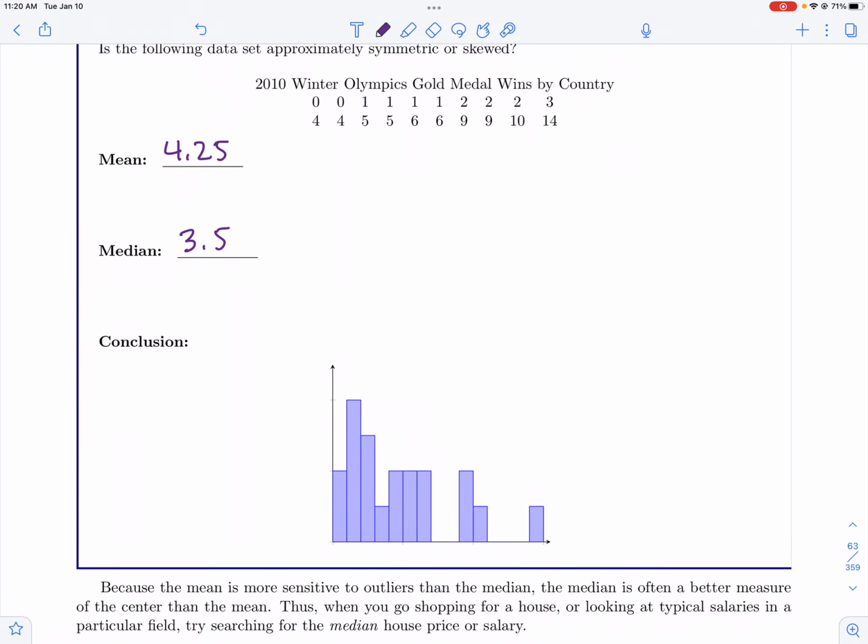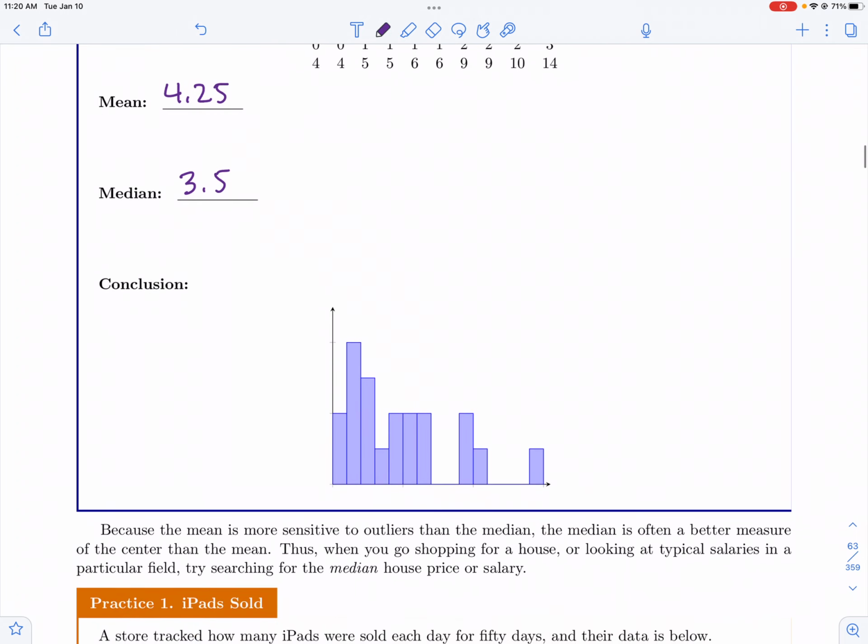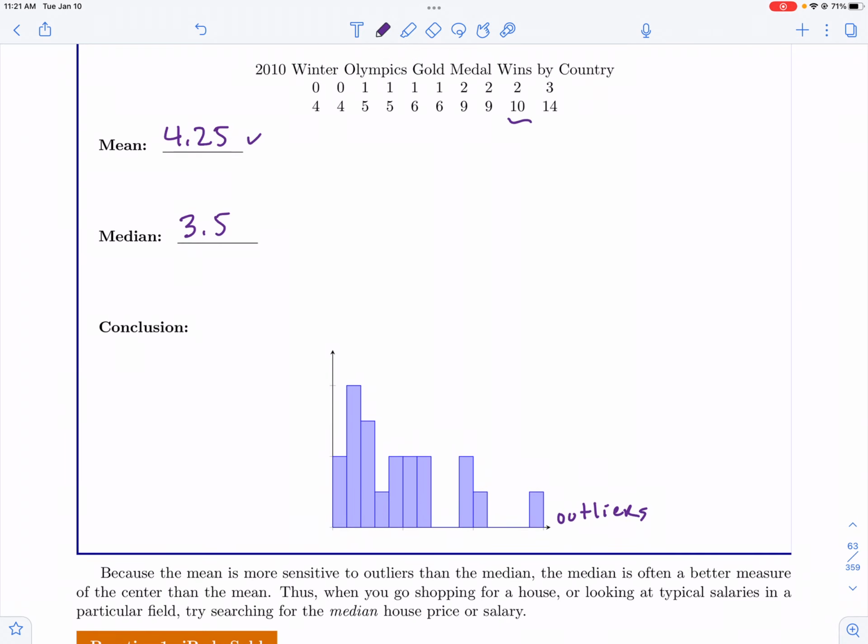And so again, we're trying to figure out, does this data look approximately symmetric, or does it seem to be skewed one way or the other? And so in this case, since our mean is bigger than our median, this means that we've got some outliers that are living to the right. And if you notice, we do have some pretty big numbers, these 10s and 14s and stuff. And so I'd say the 14 is probably the only outlier in this case, because again, the majority of the data is living over in this section.